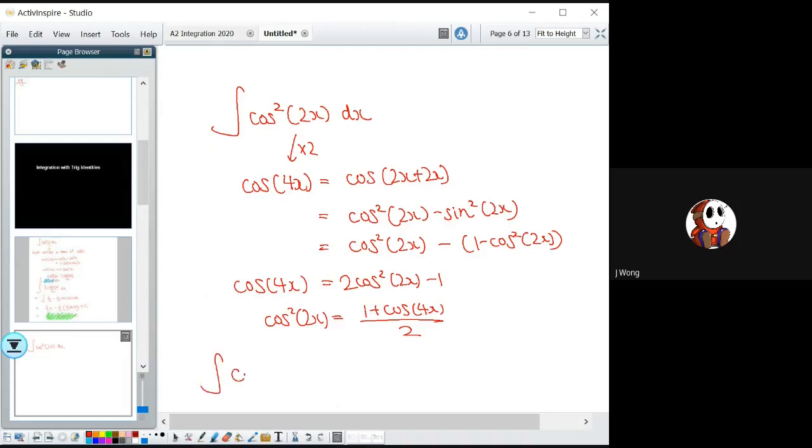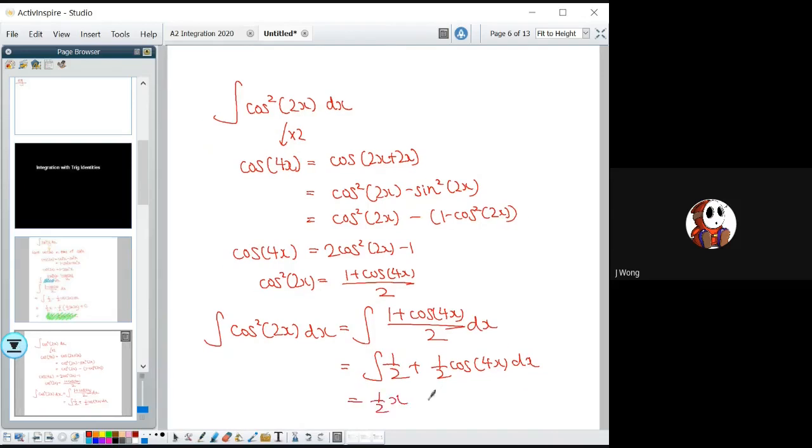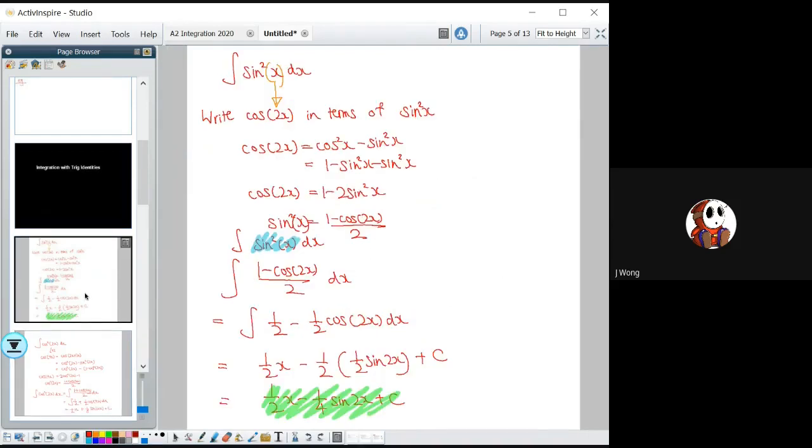So the integral of cos squared of 2x will change into the integral of 1 plus cos of 4x over 2 with respect to x. And then you can separate into two expressions again. So you have the integral of a half plus a half cos of 4x. And then you'll get a half x plus 1 over 8 sine of 4x. Okay? Any questions with that?